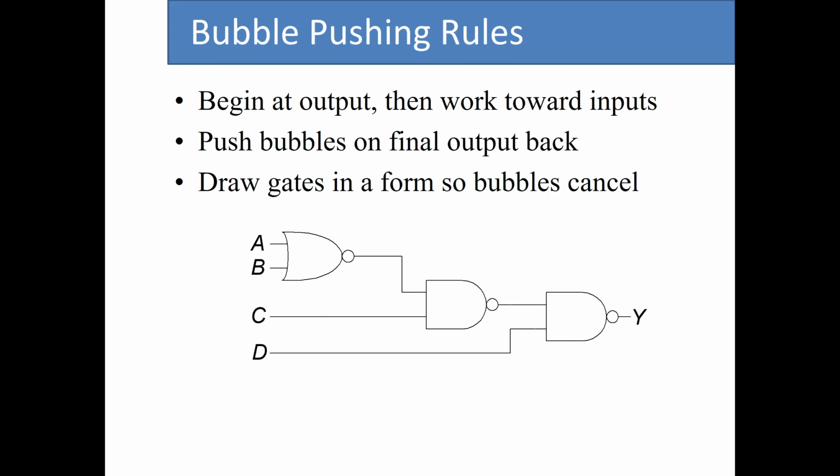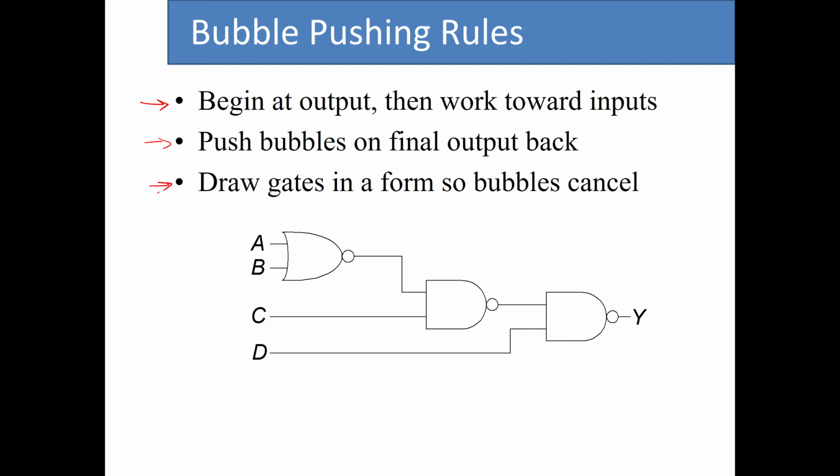For bubble pushing, there are some rules. The first rule is that we begin at the output and then we work ourselves toward the input. We push the bubbles on the final output back, and then we draw the gate in a form so bubbles cancel each other, right? That's basically what we did intuitively for the previous example.